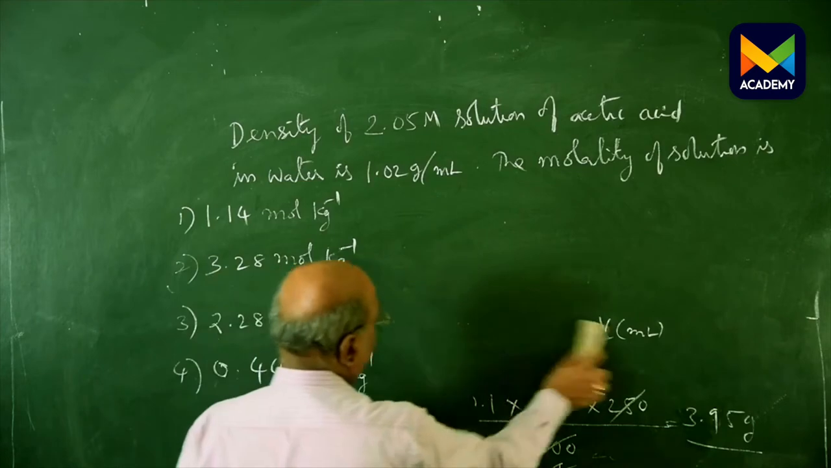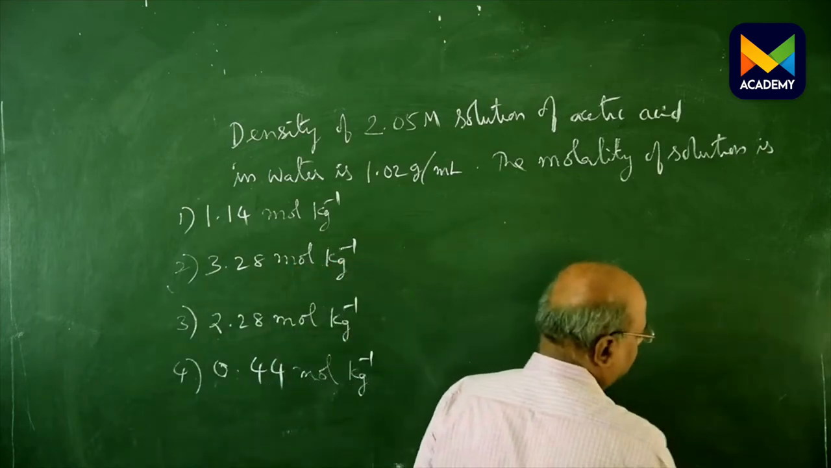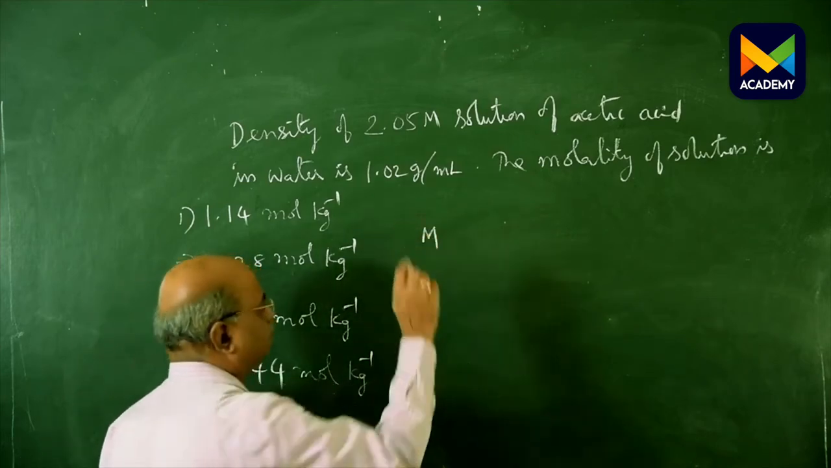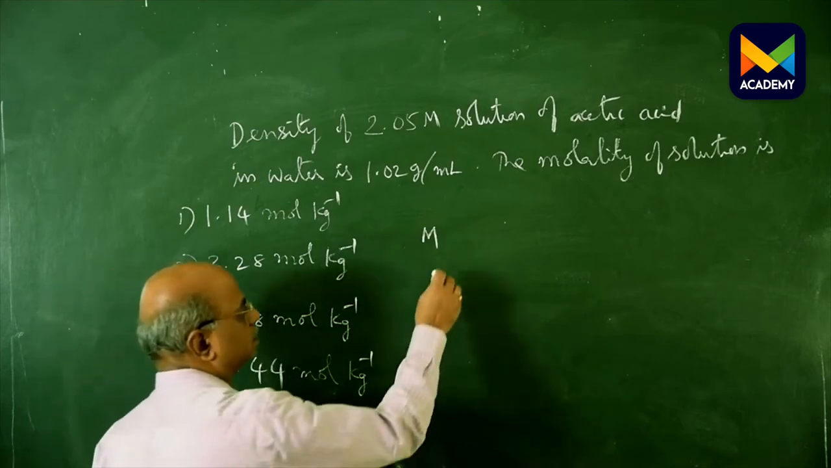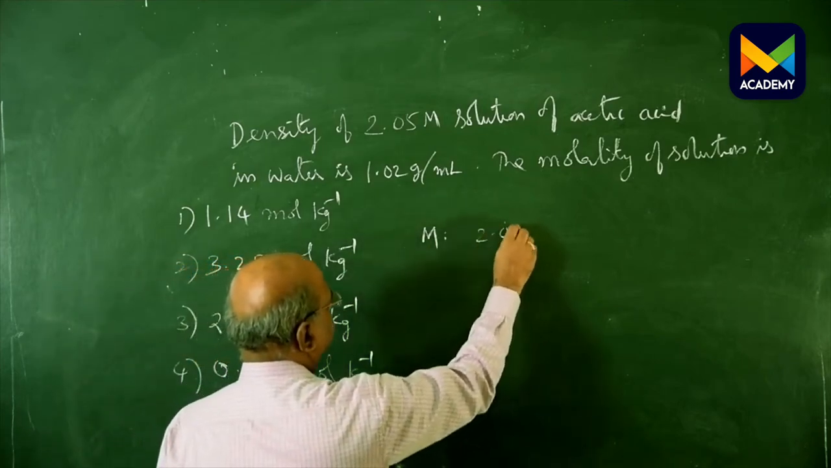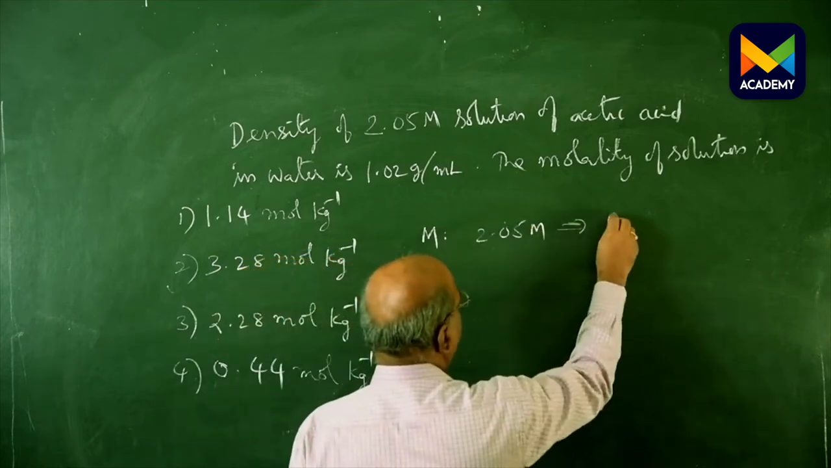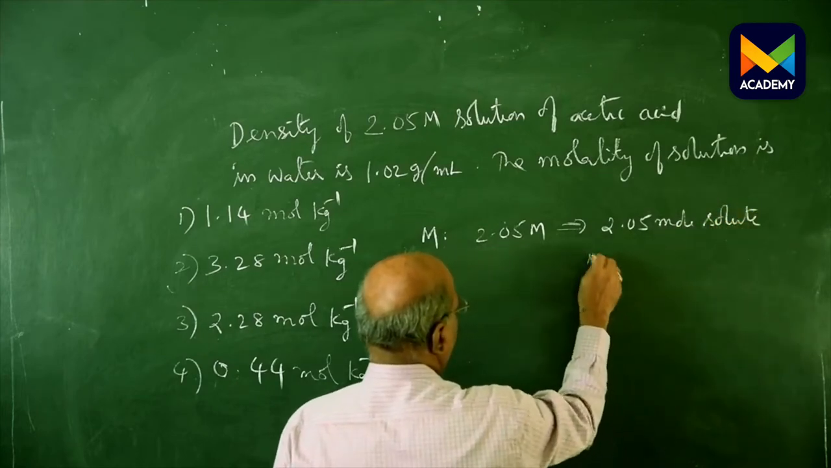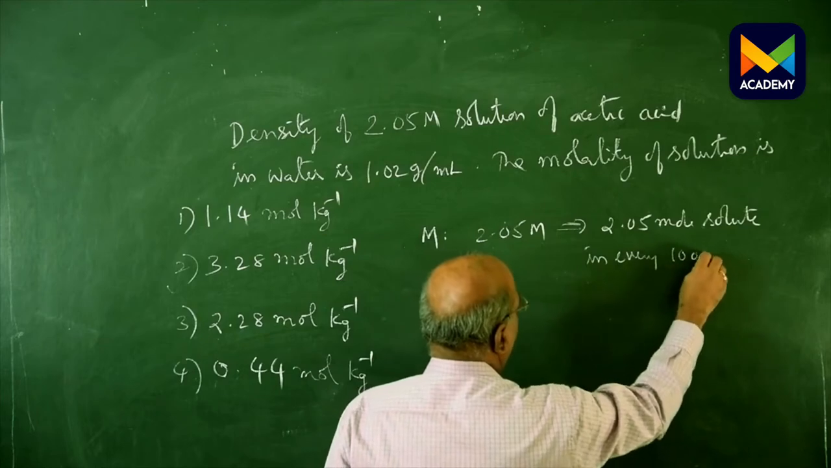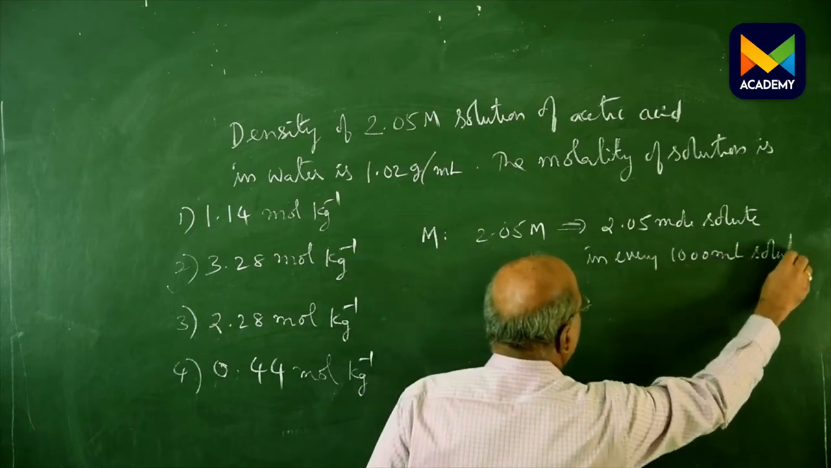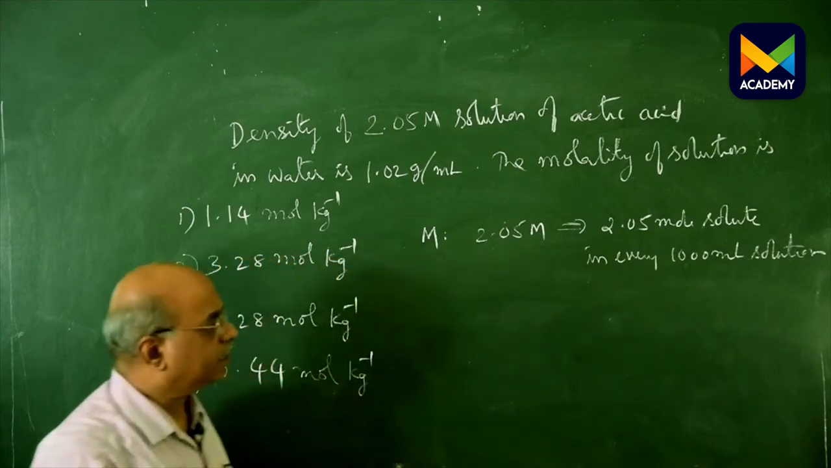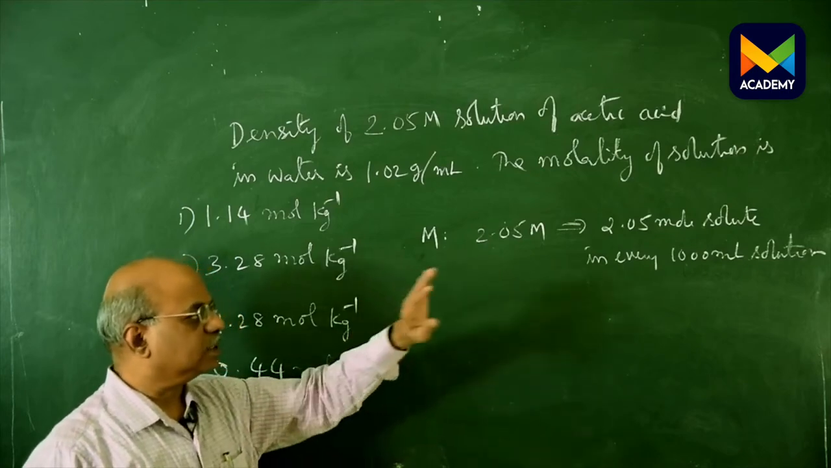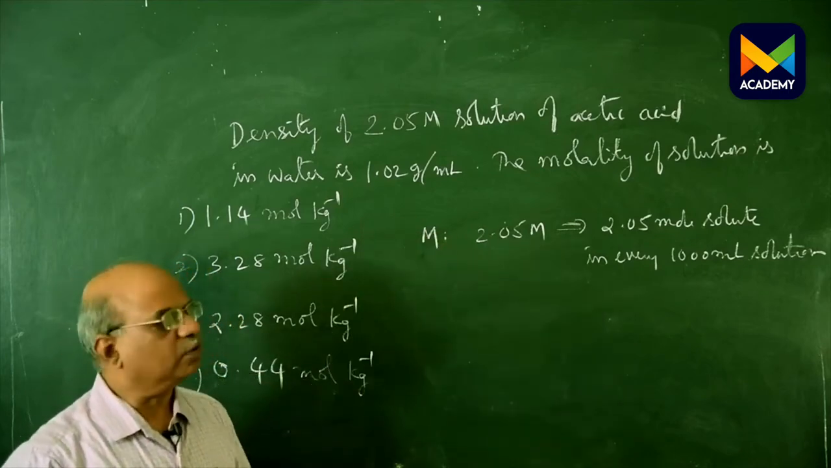This is a question where molarity of the solution is given and molality is asked. Let us solve the problem. Molarity, if it is 2.05 M, the meaning of that is 2.05 moles of solute in every 1000 ml of solution. Molarity means the number of moles of solute dissolved per liter of solution, we say. So 1 liter is 1000 ml. 1000 ml solution contains 2.05 moles of solute.